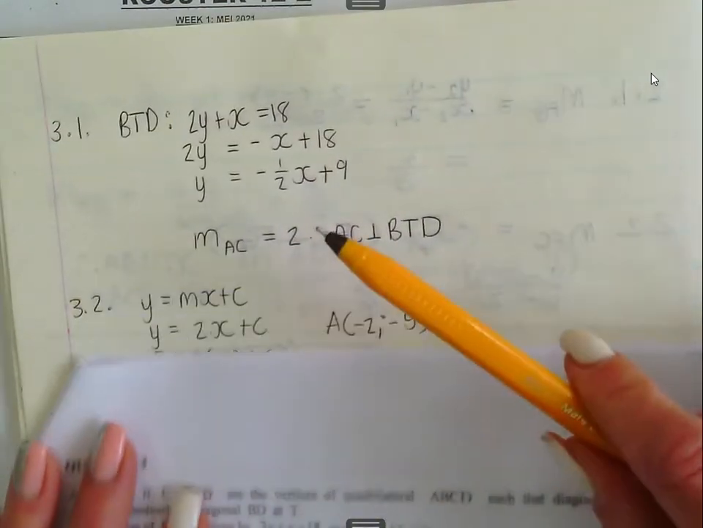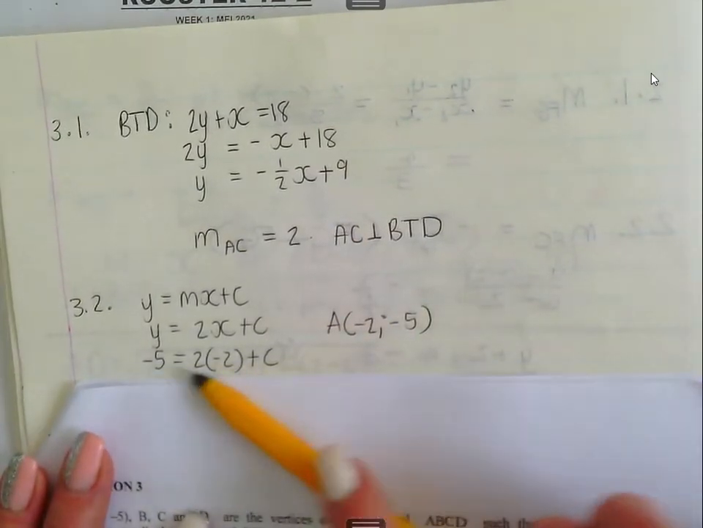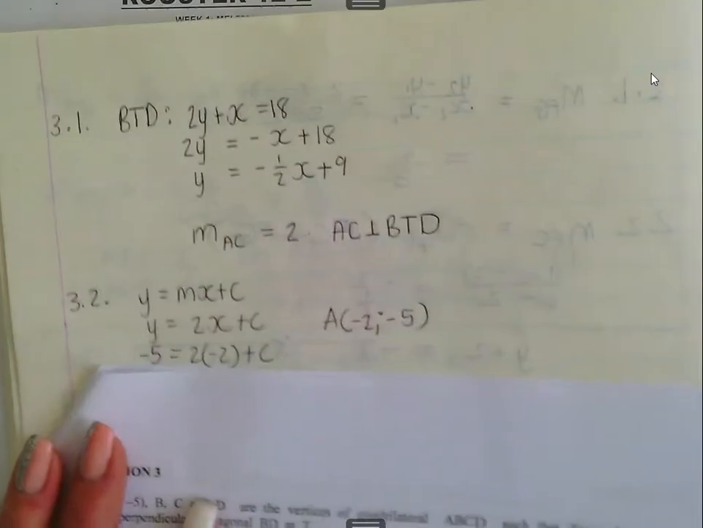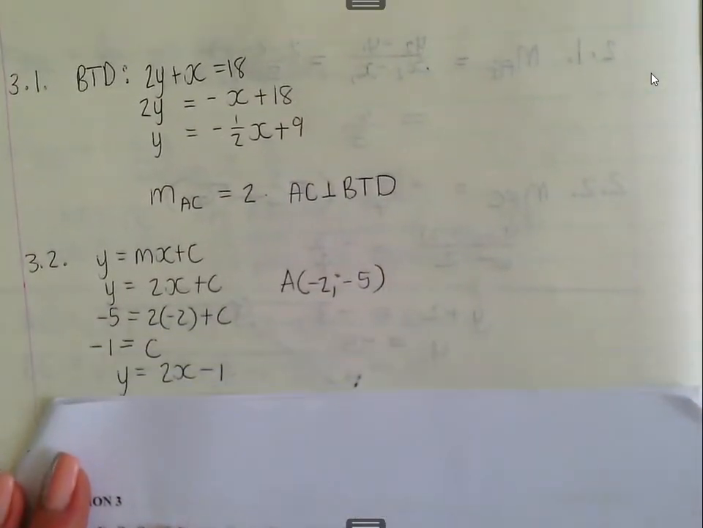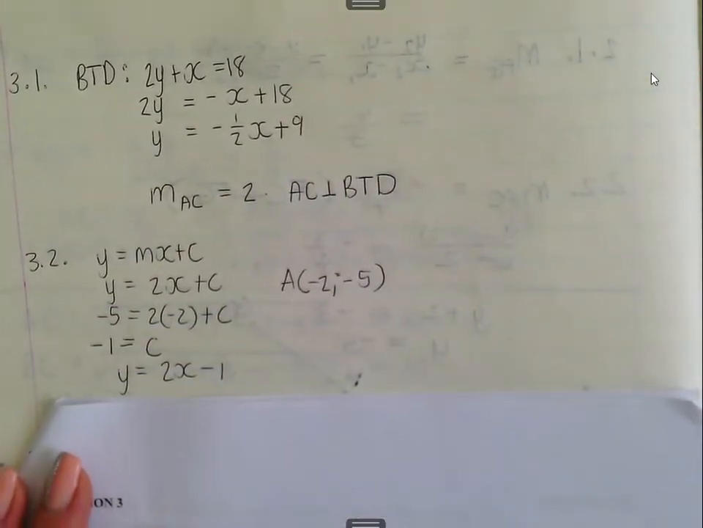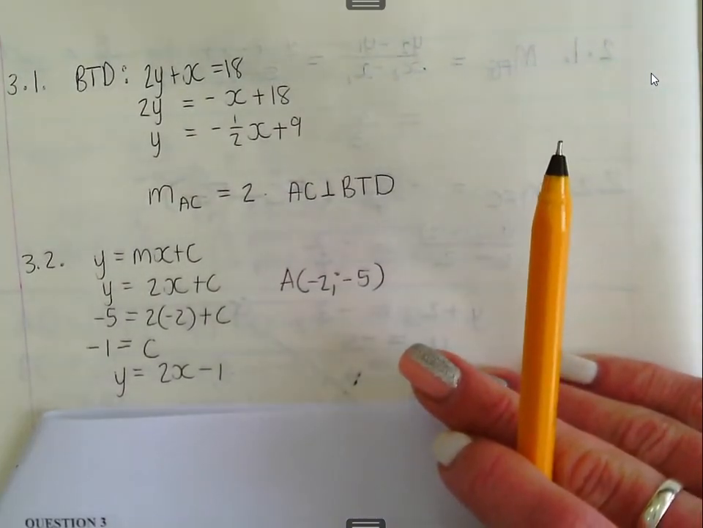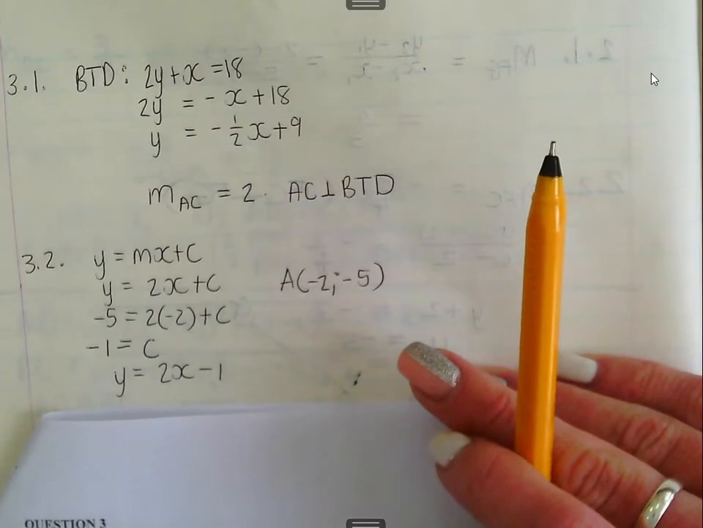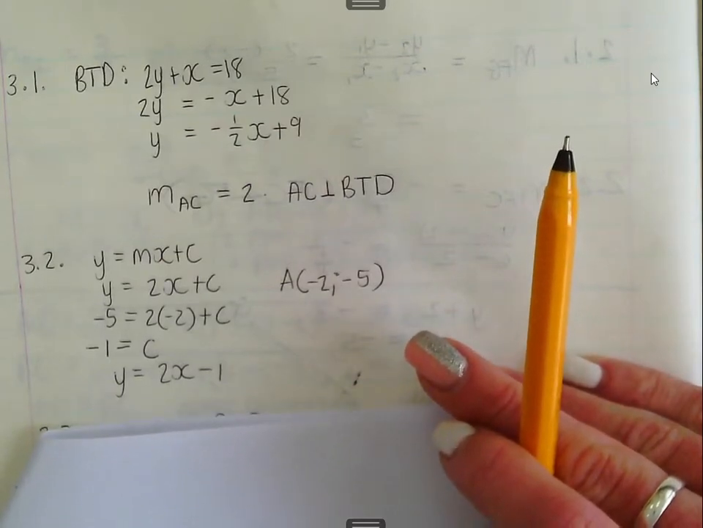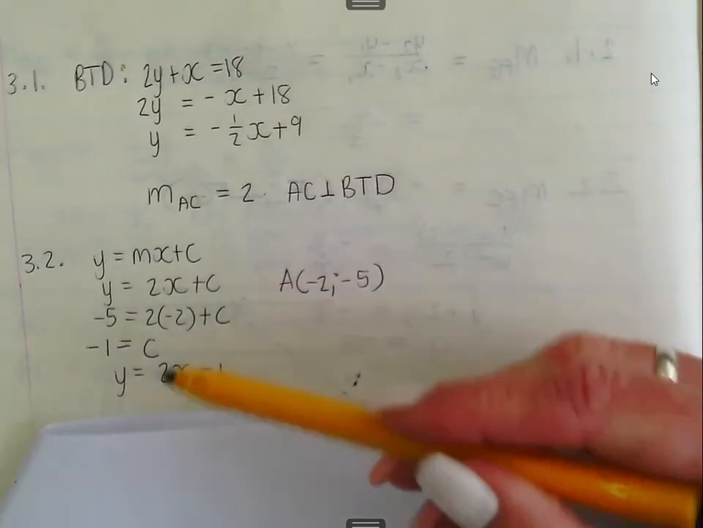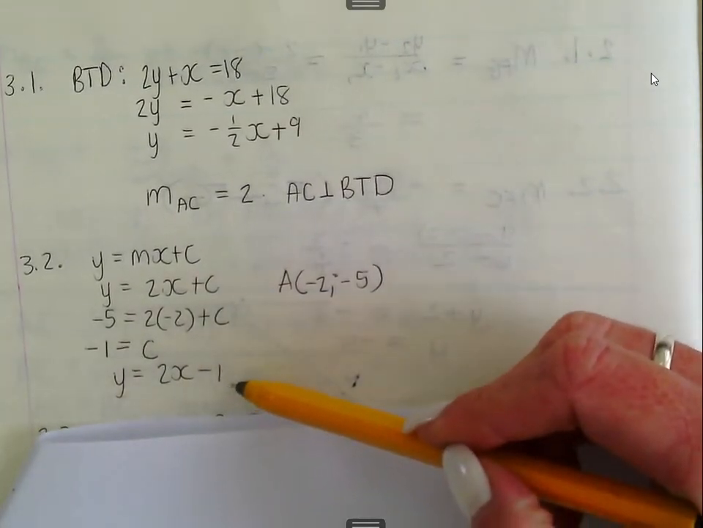3.2, you had to find the equation, so I put the 2 in the place of the gradient, and then I substitute my coordinate, and I can calculate c to be -1, and my equation is therefore y = 2x - 1. Then at 3.3, they said if the equation of AC is y = 2x - 1, and the moment that I saw that, I knew I was right with this one as well.